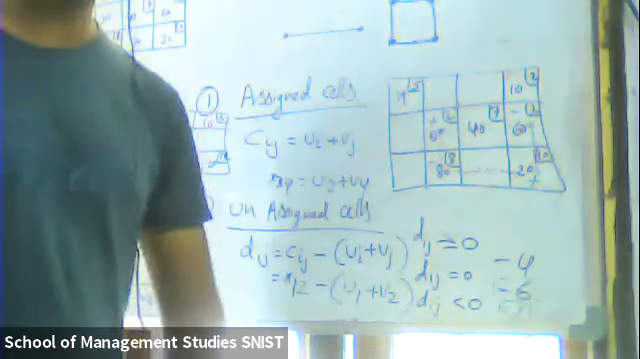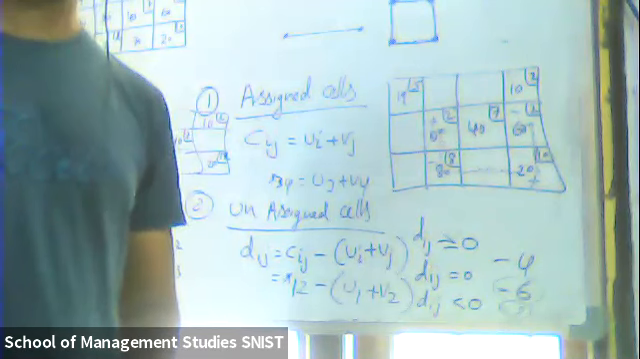Sir, if we do not get any negative value, then no need to make a loop, sir. Yes, we'll stop the procedure and we'll calculate the total transportation cost. That's it.